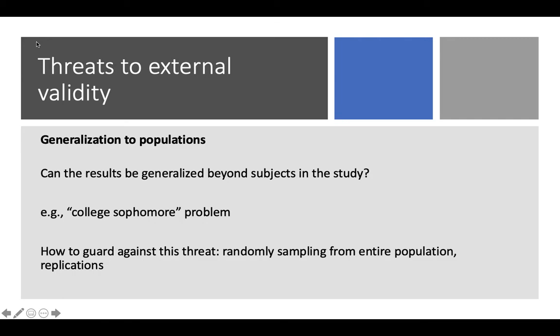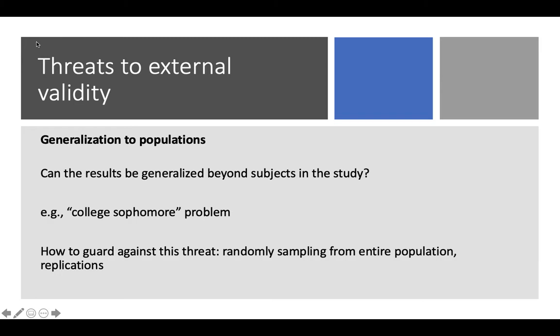So we've talked about this, especially with our introduction to inferential statistics. Our main goal here is to sample the population, conduct an experiment, and then be able to generalize those results back to the population. So can the results of our study be generalized beyond the subjects in the actual study?